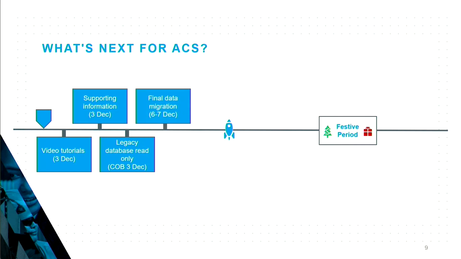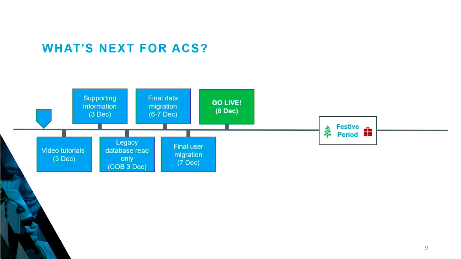But they will be able to still look at the information for comparison with the new ACS within OCP if they wish to. We'll have a final data migration on the 6th and 7th, which will take a snapshot of the data after the close of business on 3rd of December to get the most up-to-date information. And so between this period and when we have go live, we'll have a few items here. One is there's a freeze between close of business 3rd of December to 8th of December where information will not be able to be entered into either system.